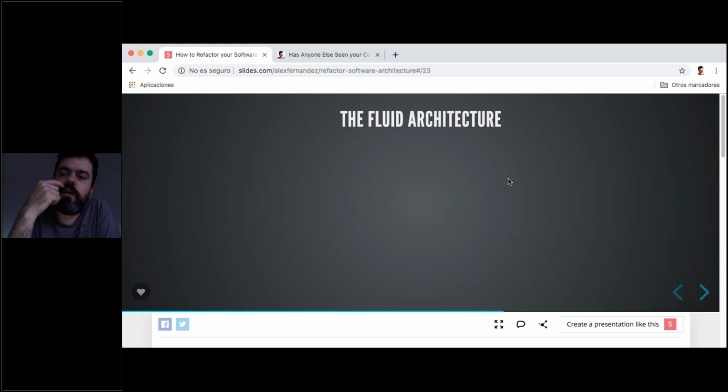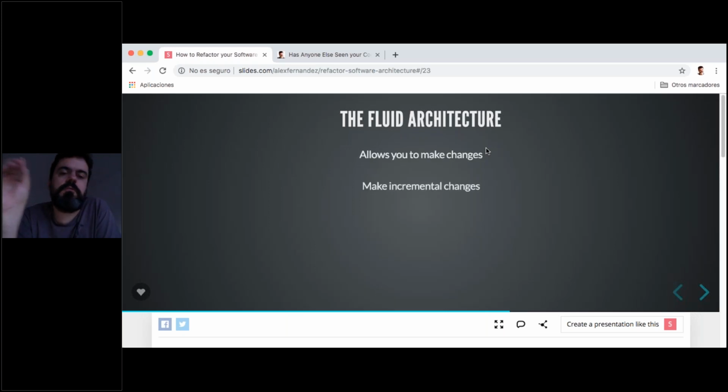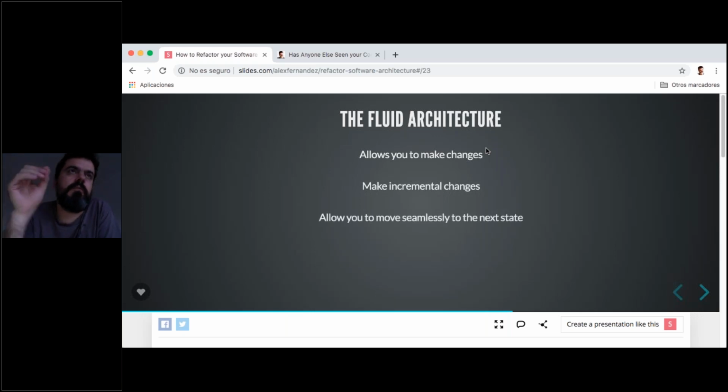A few years ago, I came up with something which I call the fluid architecture. The name doesn't matter very much. It was just catchy and I liked it. But the idea is very simple: what you need to do is incremental changes on your system, and do them always in a reversible way. This will allow you to move seamlessly from one state to the next. And all of the changes should be done in small increments. This is the article that I wrote at the time in Spanish, and this is another one about reversible engineering, if you want to learn more about the subject.